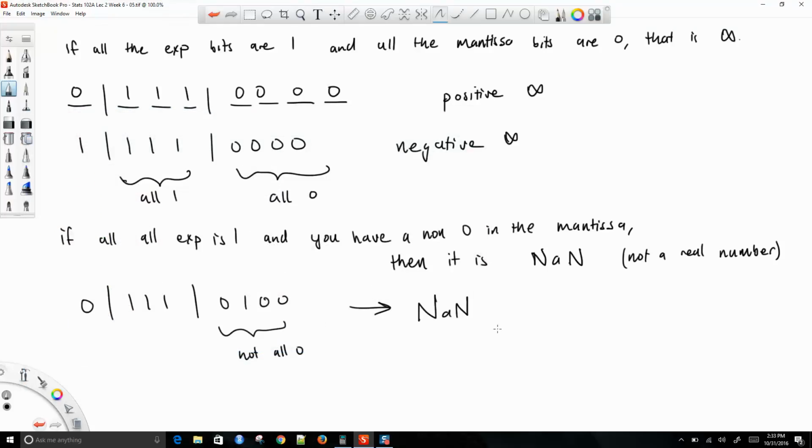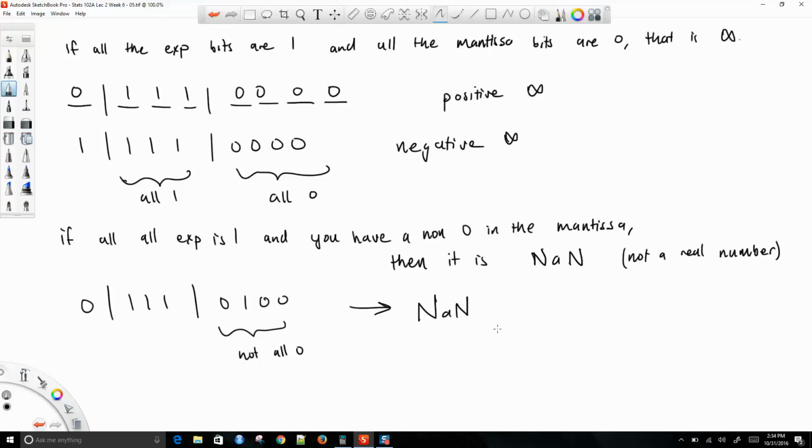And this is just part of the standard, and this is what the IEEE group decided. This is how we're going to represent numbers. If all the exponent bits are 1 and the mantissa is all 0, then it's either positive infinity or negative infinity depending on the sign bit. And if you've got all 1s in the exponent and something that's not 0 in the mantissa, then it's not a number.